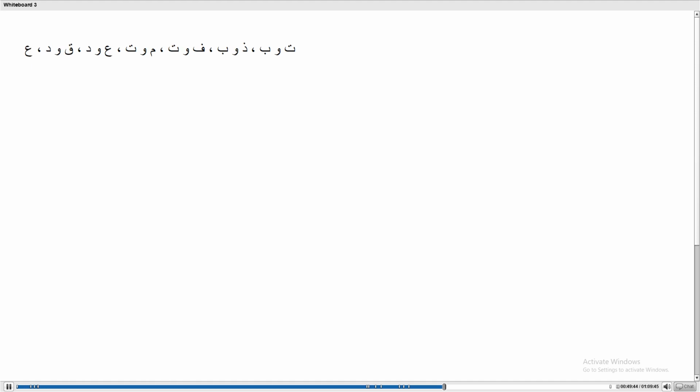Then we have the ayn and the waw and the dhal. And this has the meaning of seeking refuge. Then we have the zai and the waw and the ra, and this gives the meaning of visiting. Ain, waw, and dal is returning. Zai, waw, and ra is visiting. Okay.